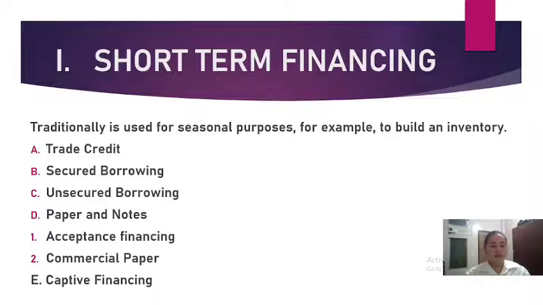Next is unsecured borrowing. It is also called a personal loan. For example, you borrow money from a bank or other lenders and agree to make regular payments until the loan is repaid in full. And next is paper and notes. Under paper and notes, we have acceptance financing and commercial financing. And lastly is captive financing.